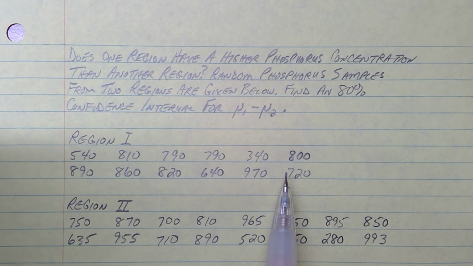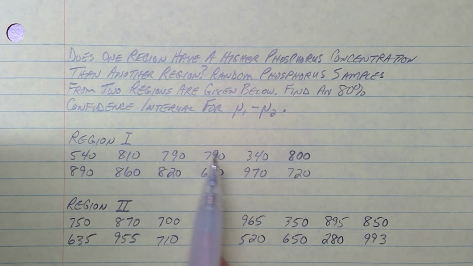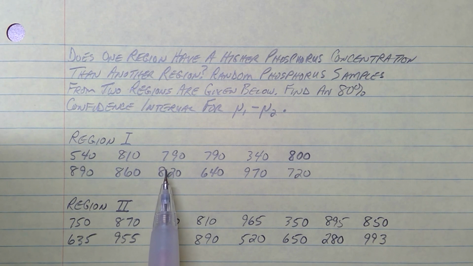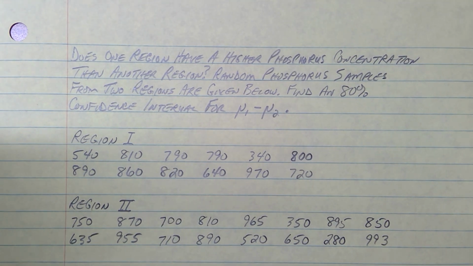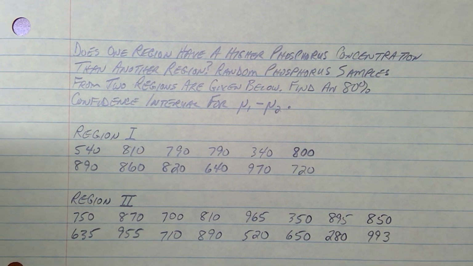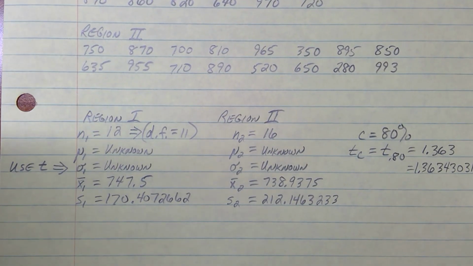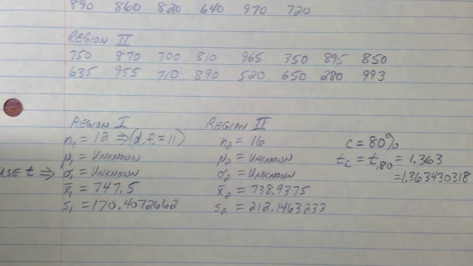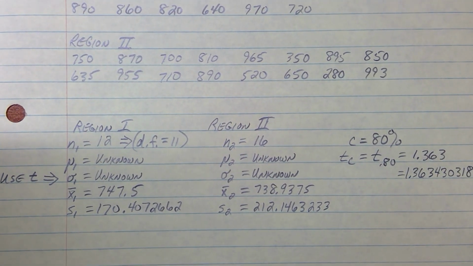And here's your phosphorus levels. So region 1, region 2. Remember, sigma's not given, so you're going to have to pop these in your calculator and get S, your sample standard deviation. So I'd go ahead and pause the video, give that a shot. And then I'll run this through kind of fast because we've already been through it twice now.